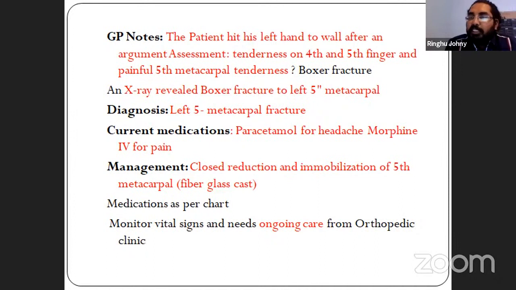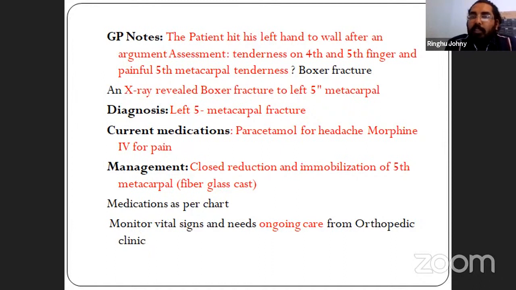So we have two sentences now, the presenting complaint and the assessment. Next comes the investigation. Here, X-ray revealed boxer fracture to the left metacarpal. So here is the investigation and the diagnosis. How do we put it? You can simply start the sentence with his X-ray. His X-ray revealed boxer fracture to the left fifth metacarpal.